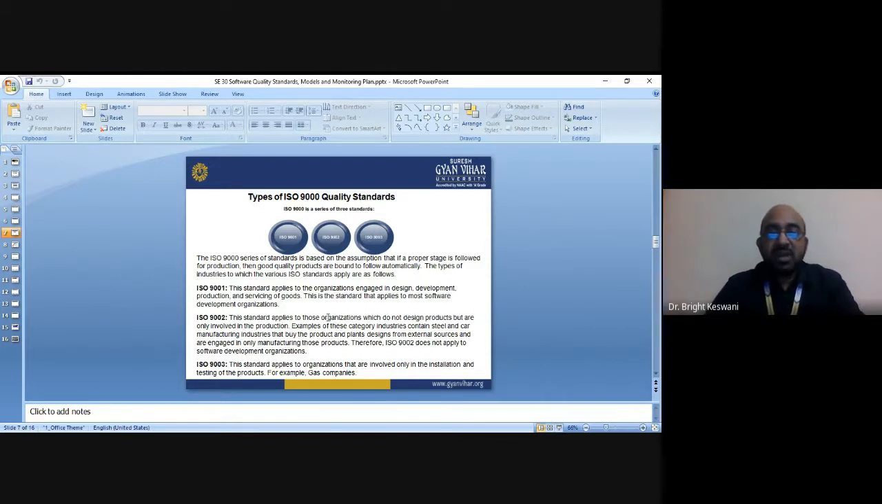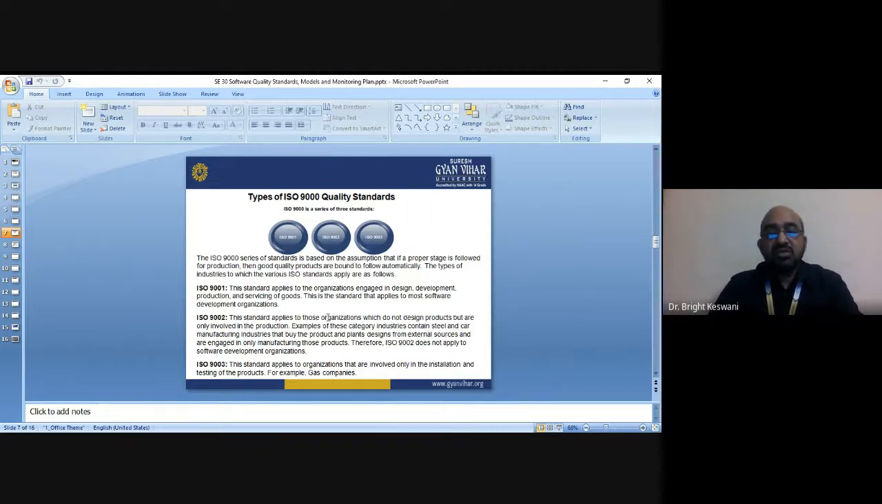This standard applies to the organizations engaged in designing, development, production, and the servicing of goods. And this is the standard that applies to most software development organizations.